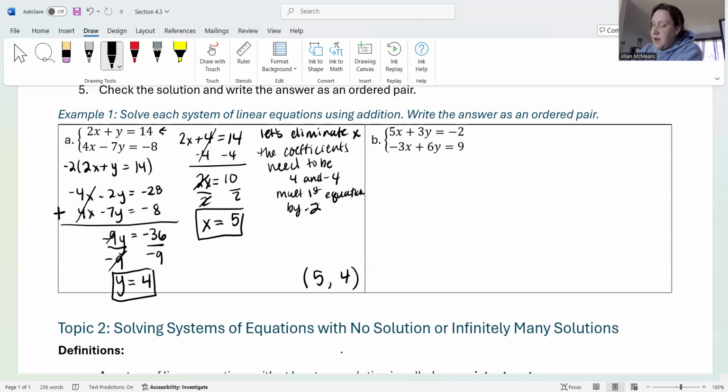So I'm going to take that entire top equation, and I need to get 3 as my current coefficient to equal negative 6. So I would have to multiply 3 by negative 2. So I want to multiply the top equation by negative 2. So that's going to give me negative 10x minus 6y equals 4. And then I'm just going to bring that second equation down.